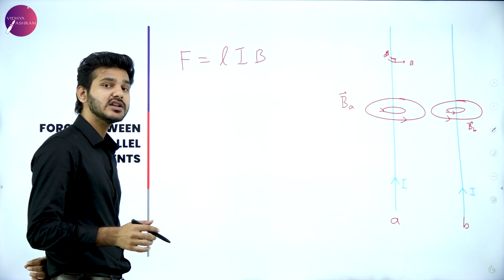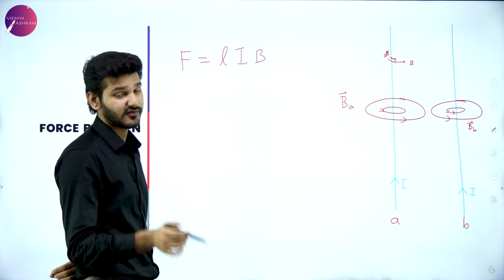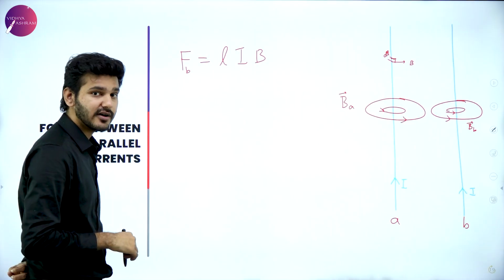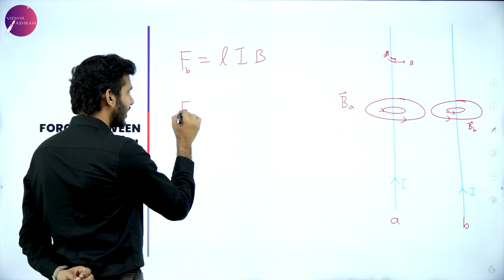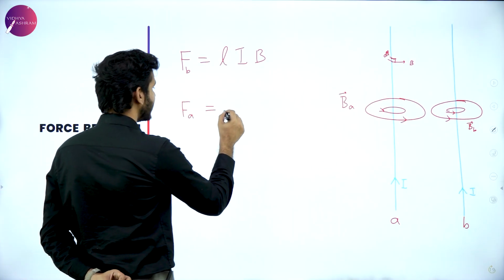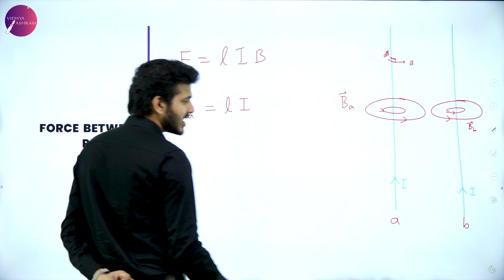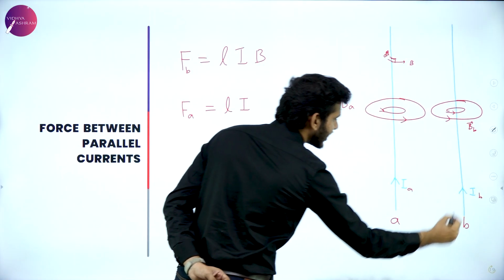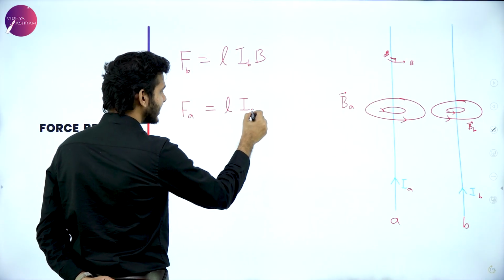Now, this is not just for one wire. Each of these two wires will experience an individual force, which means there will be a force experienced because of wire B and a force experienced because of wire A. So two forces will be experienced. Let's say L is the length of the wire, IA is the current flowing through wire A and IB is the current flowing through wire B. So for B it will be IB and here it will be IA.